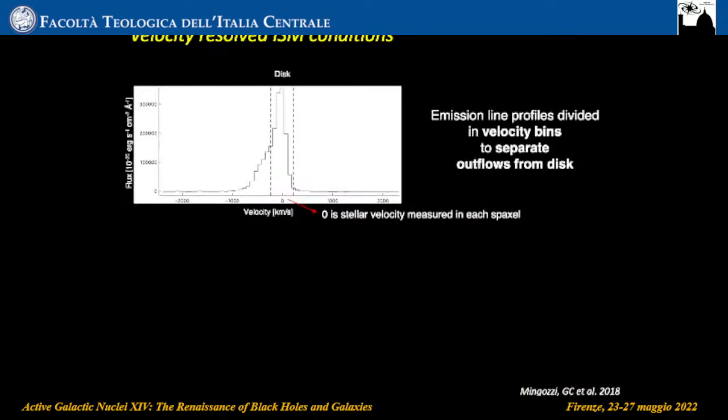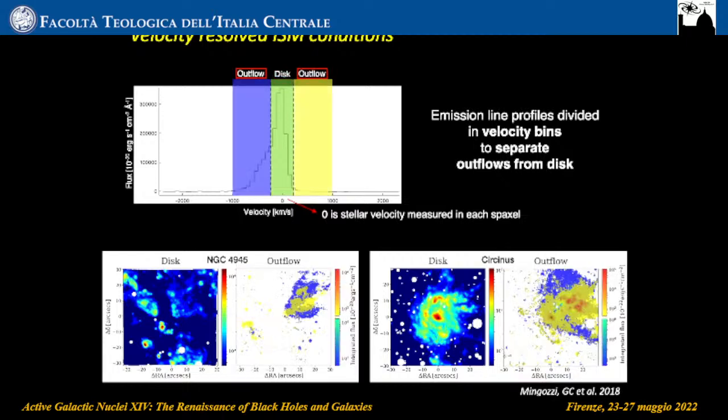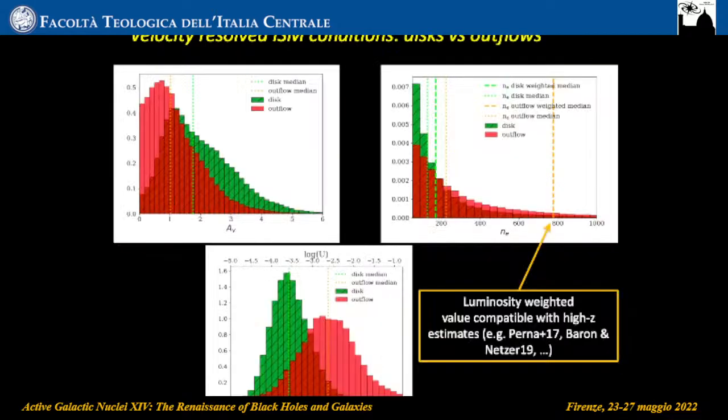Then another game you can play with this kind of data is to compare the ISM conditions in the outflow and in the disk of the galaxy. To do this, you can use the kinematical information from MUSE to distinguish the gas at rest in the disk, that has a velocity comparable with the stellar velocity in each pixel, from the outflow that instead has a velocity much different from the stellar velocity. If you do this, you can compare the basic properties of the ISM between the disk and the outflow, and you find that the extinction is slightly smaller in the outflow, the density is slightly higher in the outflow, and the ionization, as expected, is much higher in the outflow region inside the ionization cone.